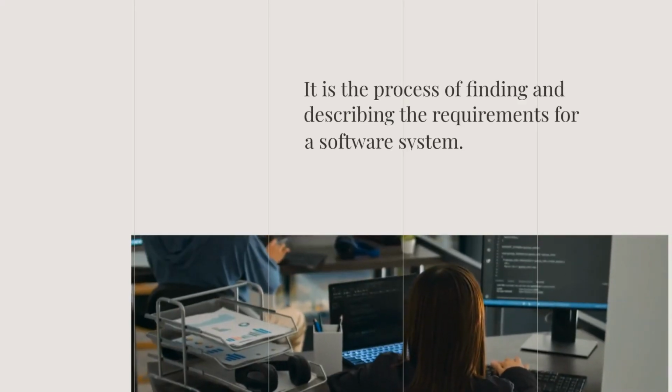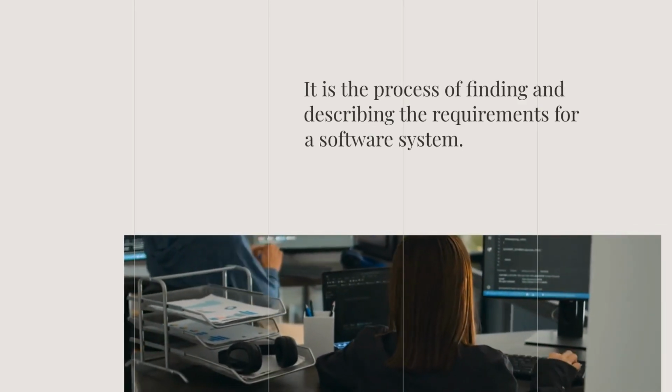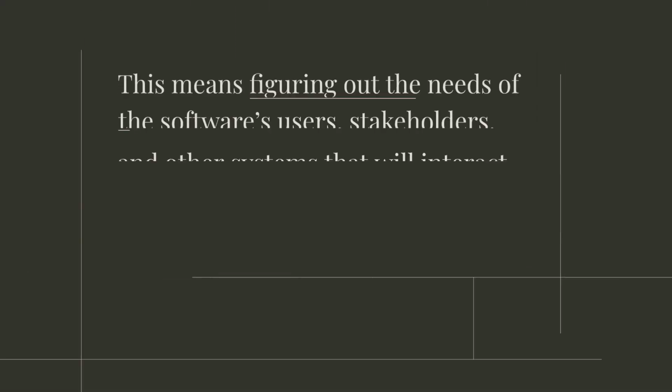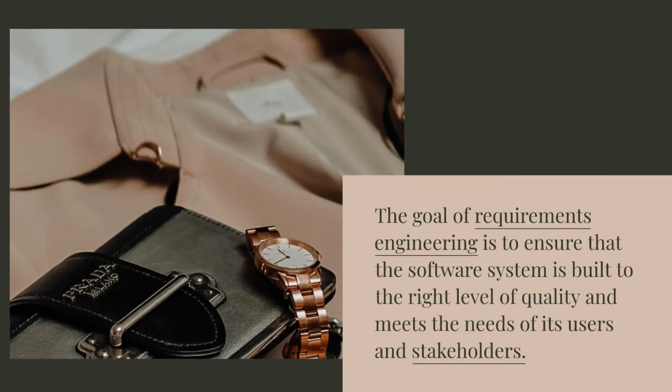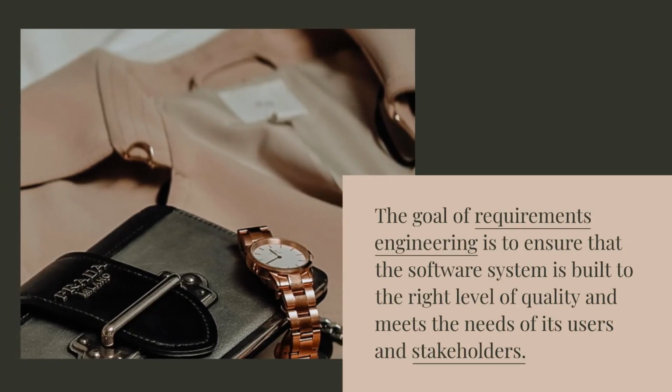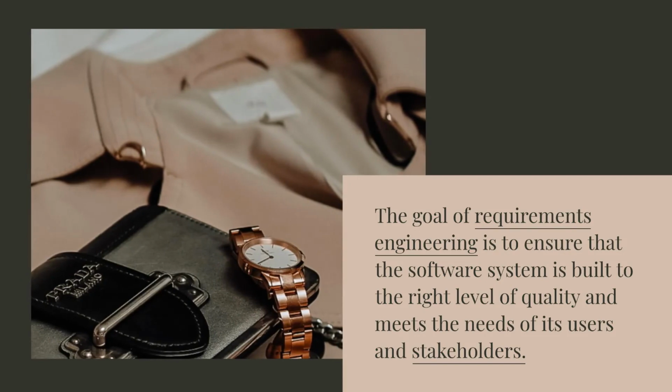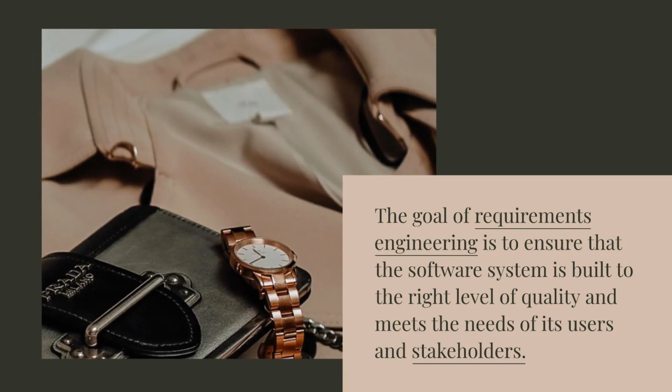It is the process of finding and describing the requirements for a software system. This means figuring out the needs of the software's users, stakeholders, and other systems that will interact with it, as well as the project's constraints and assumptions. The goal of requirements engineering is to ensure that the software system is built to the right level of quality and meets the needs of its users and stakeholders.